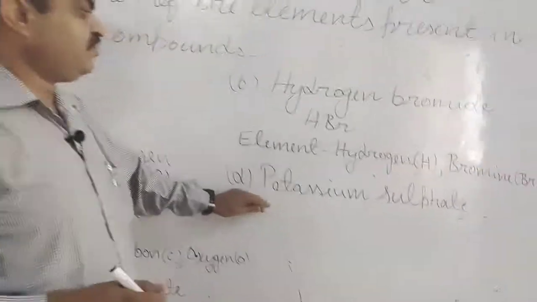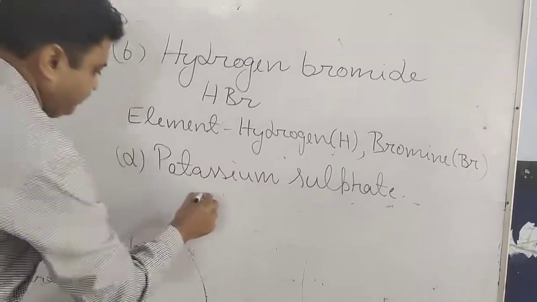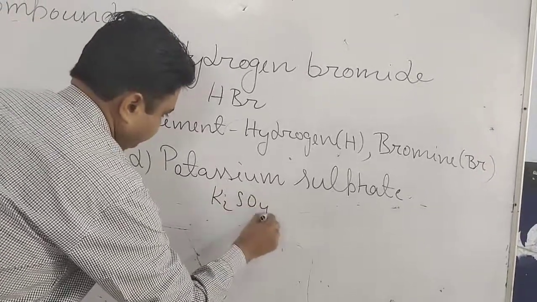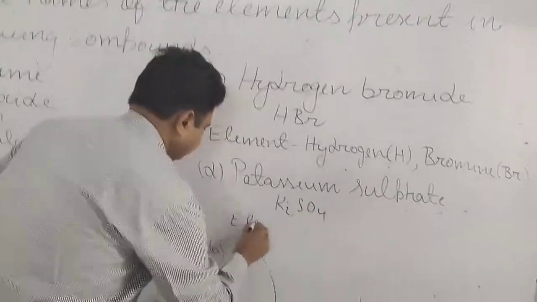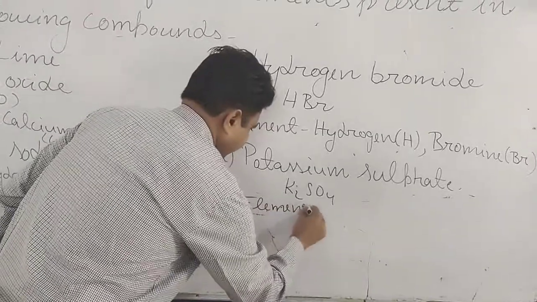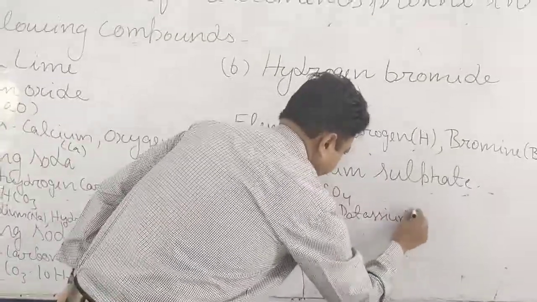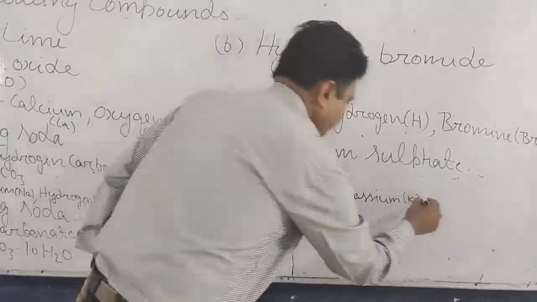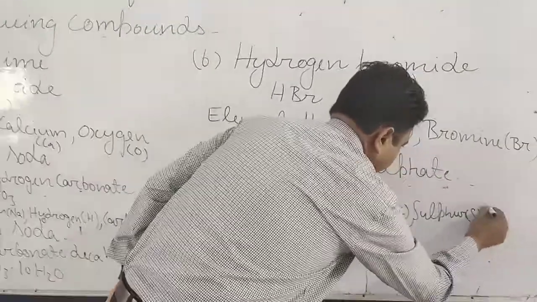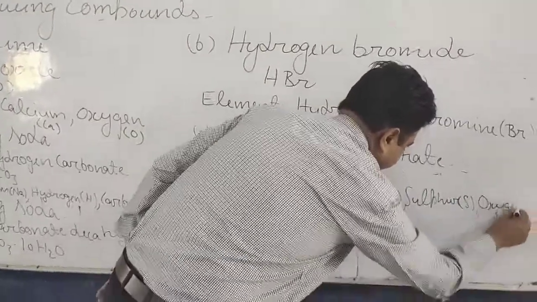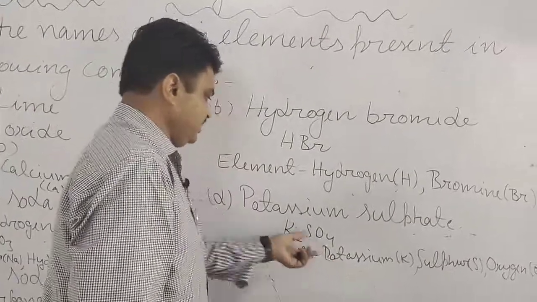It is potassium sulfate. What is the chemical formula of potassium sulfate, student? It is K2SO4. So with the help of this, you can tell the elements that are found in this. Potassium is found, it is K. Sulfur is found, it is S. Oxygen is found in this, it is O. So these are the elements that are found in this.